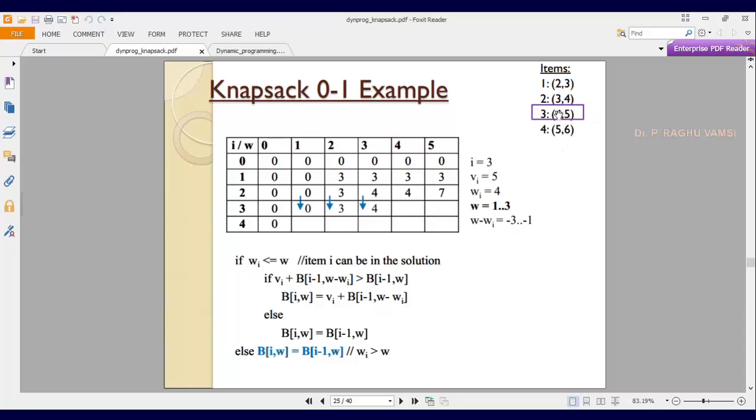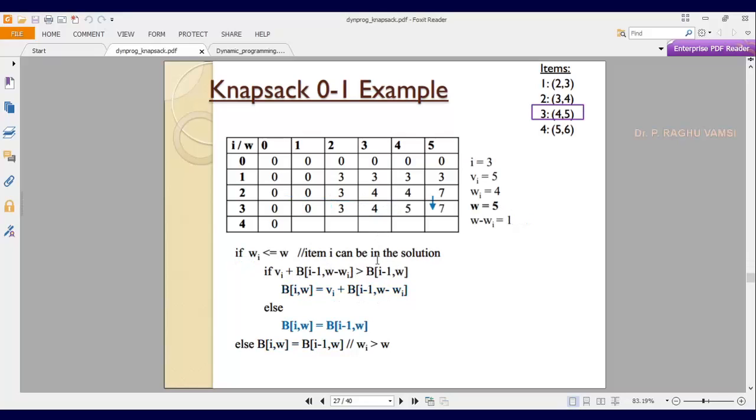Now since the weight of the item 3 is 4, W is equal to 4 and Wi is equal to 4. W minus Wi is 0, and here the condition is true. Now we are going to check the value of I, that is item 3, which is 5. 5 plus the previous benefit, that is I minus 1, that is 2 comma 0. What is 2 comma 0? 0. So 5 plus 0 is greater than 2 comma 0, which is 0. So 5 is greater than 0. So directly we are going to place 5 here.